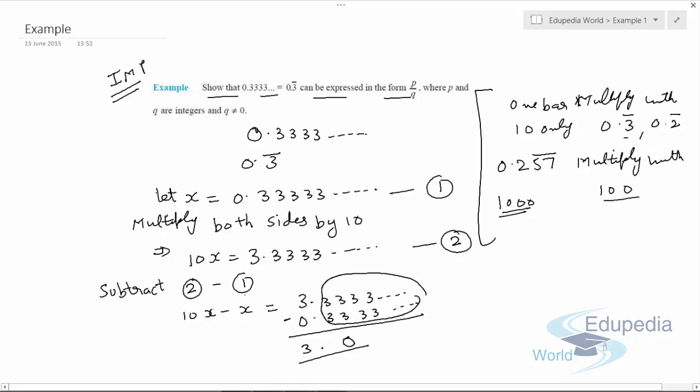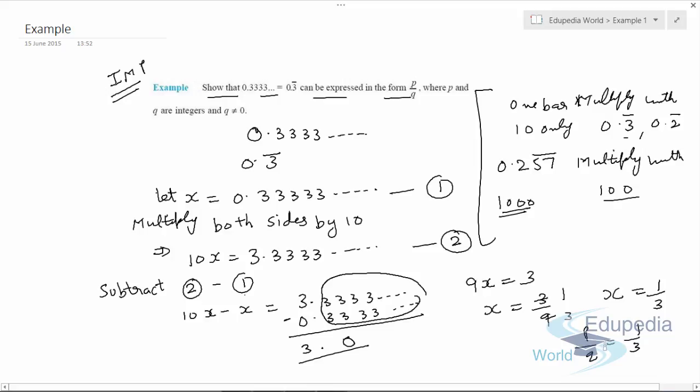So what we get is 9x equals 3, meaning 10x minus x is 3, so 9x equals 3. So x will come out to be 3 upon 9. We can simplify this: 3 ones are 3, 3 threes are 9. So the fractional part is 1 by 3, meaning the p by q form is 1 by 3.